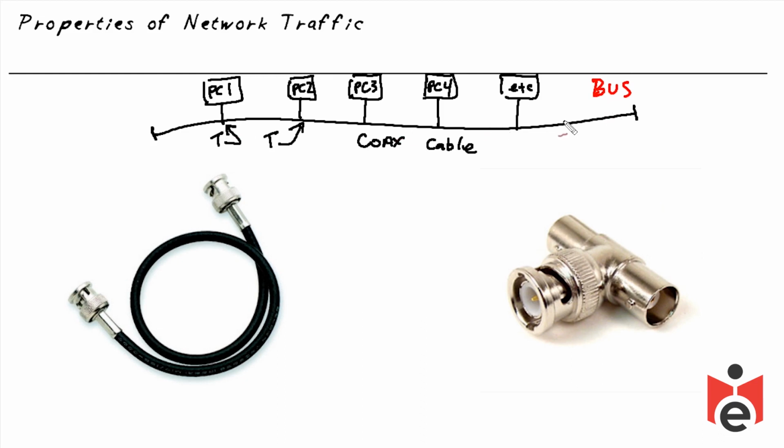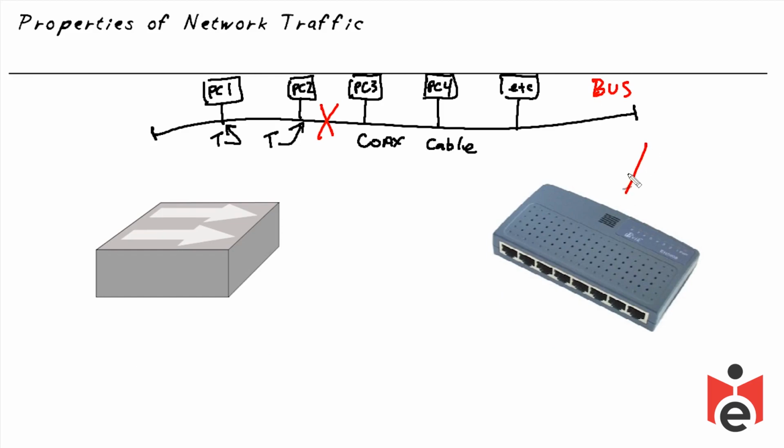And it was a lot of fun. But there were some problems with this, including the fact that if we had a break in the cable, for example, right there, the whole network would go down. Well, it wasn't too many years after that they came out with hubs. And this is an example of a hub. And here's a graphical representation of the icon for a hub.